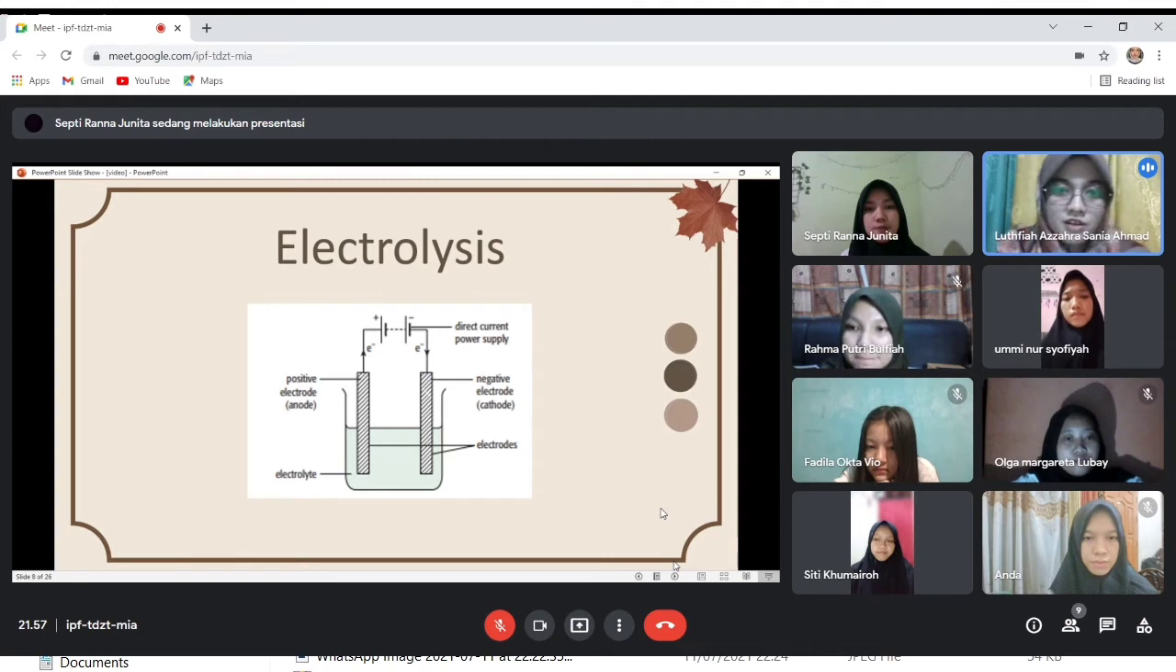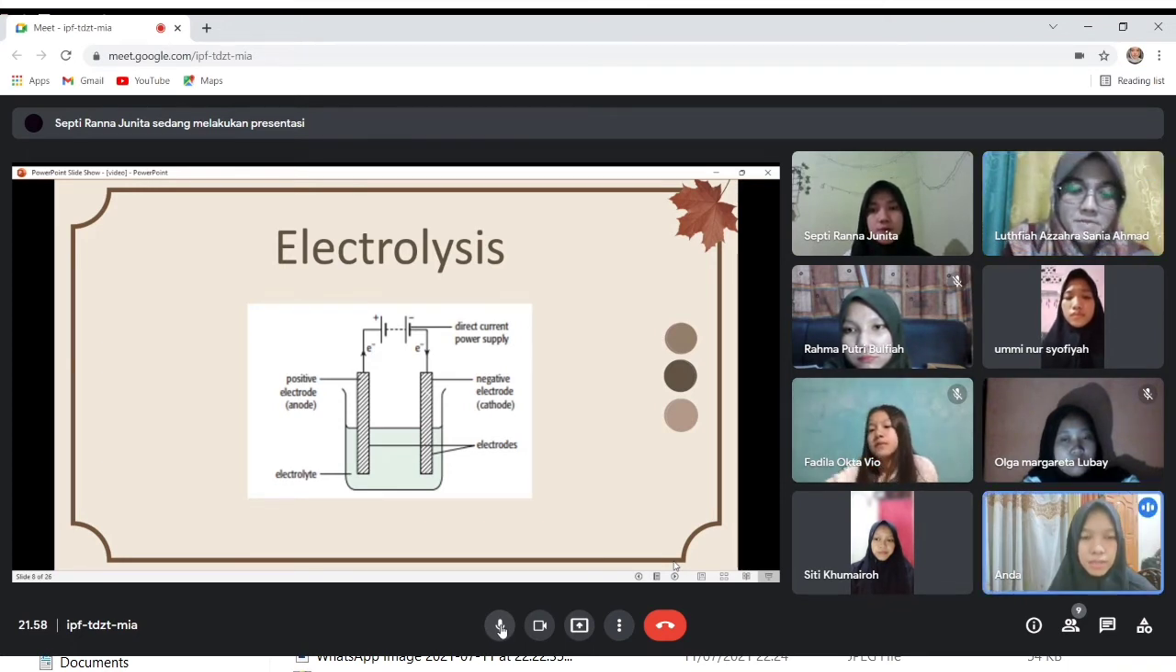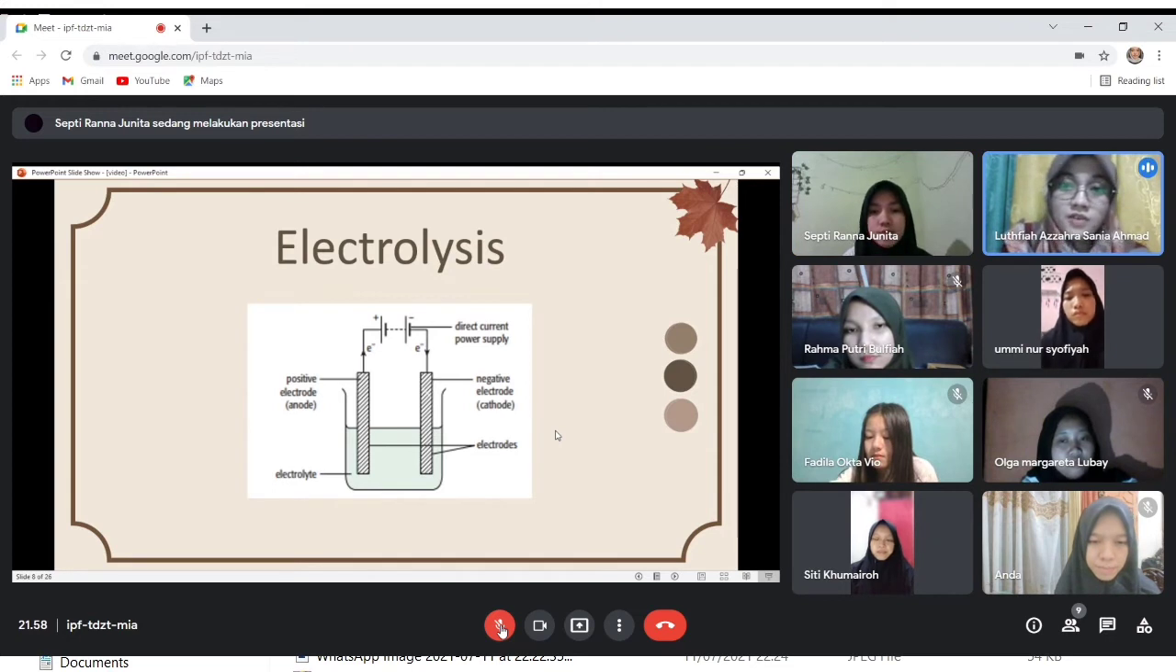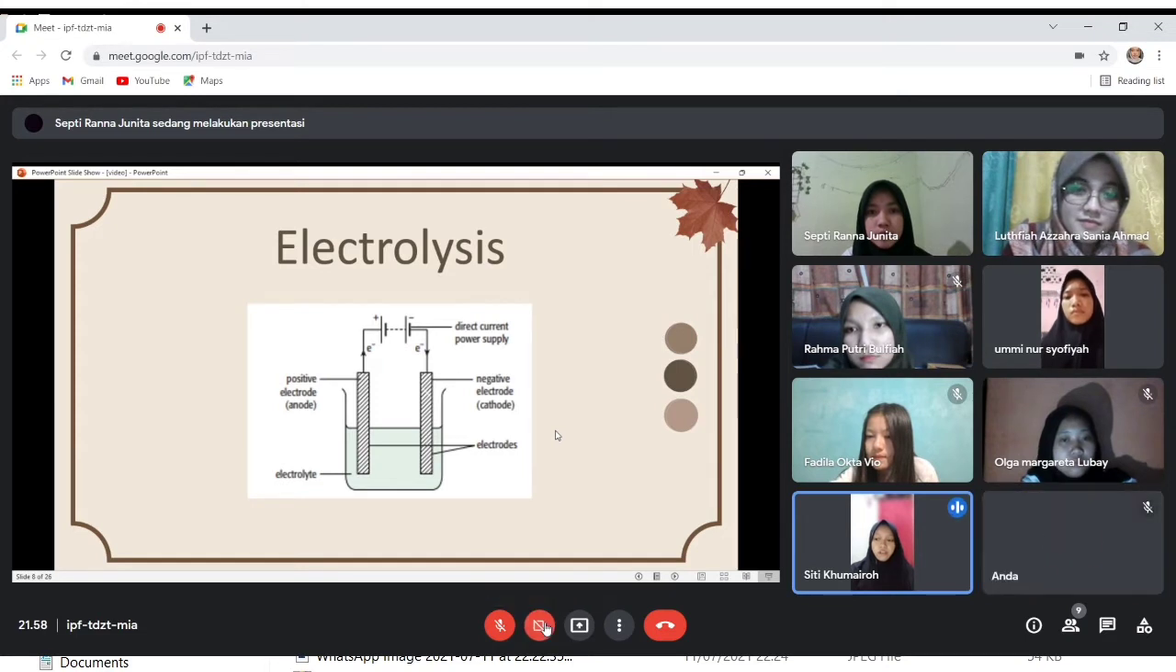Based on the picture, what is the type of electrodes? Positive electrode and negative electrodes, Miss. Good. What is the name of the positive electrode in electrolysis? Anode, Miss. How about the negative one? Cathode, Miss. Based on the picture again, what is the direction of the flow of electrons? Based on the picture, electrons flow from the anode to the cathode, Miss.